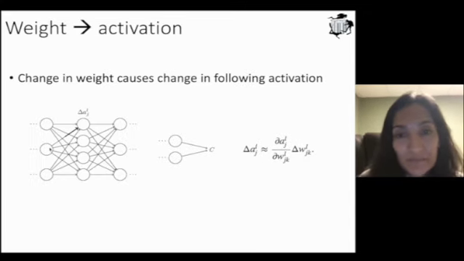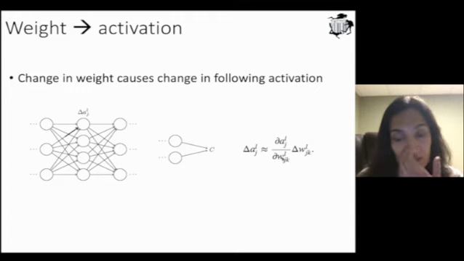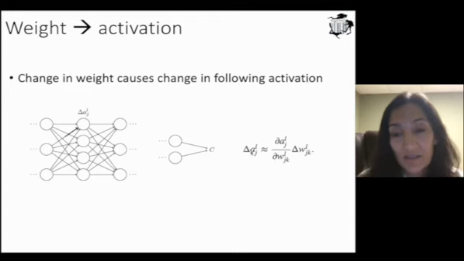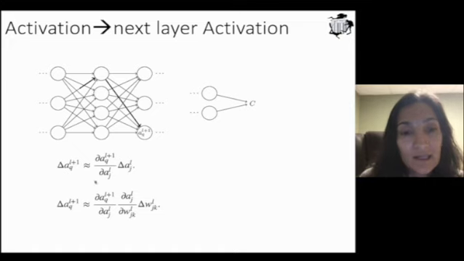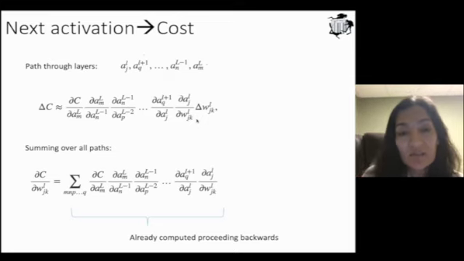So any change in the weight causes a change in the following activation. So this is the change in the activation with respect to change in the weight times the change in the weight. Now, in the next layer, it's causing a change in the next layer's activation, which is actually passing through every neuron in the next layer. So this is giving you a bunch of paths.